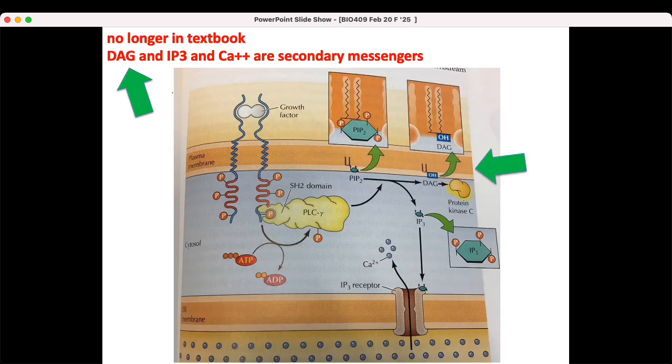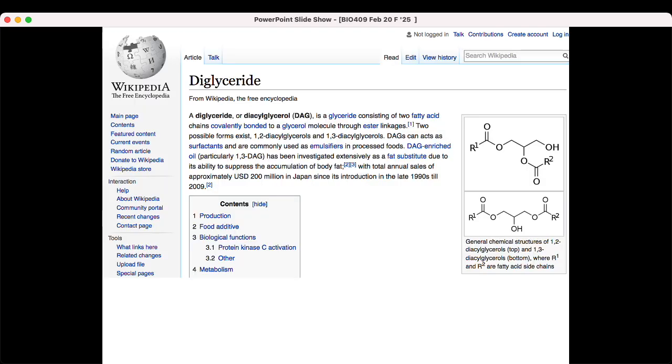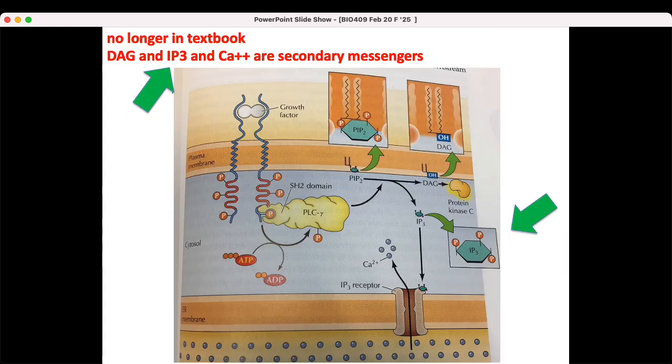So the first one is DAG, and it has a longer name, and we don't need to learn it, but I'm going to show it to you in a second. DAG stays in the membrane and it activates protein kinase C. Its full name is right here. Everyone calls it diacylglycerol, DAG. Don't worry about it. Maybe you've heard it before, but nobody really calls it DAG. They call it diacylglycerol. You can learn that, but don't worry about it.